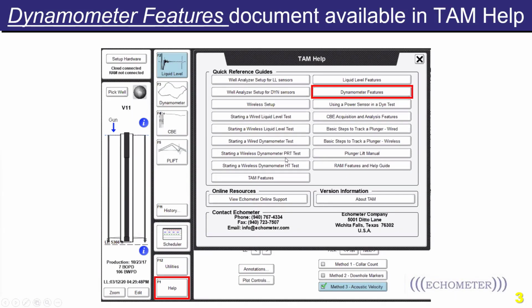There is one document that is available for all of you that have the TAM software installed, and that is the dynamometer features document. If you have your TAM software open, on the bottom left-hand side, you have a help button, and from there you can access different documents that help you with how to acquire data, and also documents with more details like the dynamometer features. A lot of the material covered today is going to be available in that document too. So that's available for all of you.